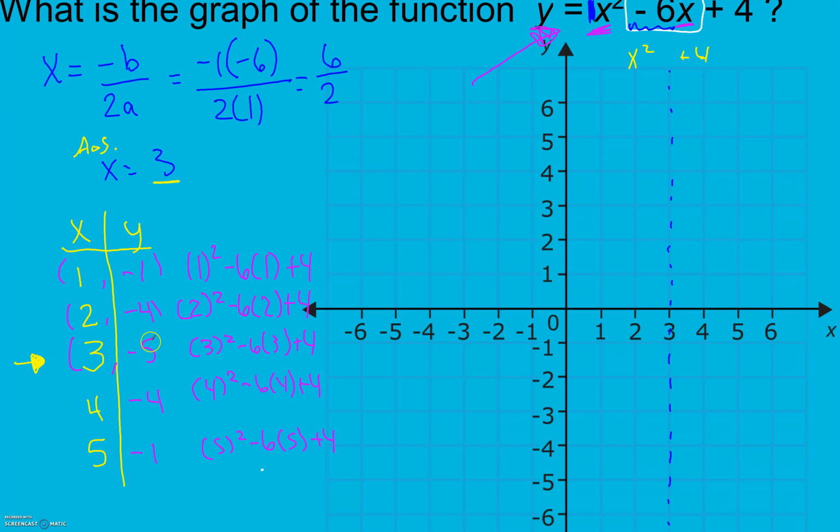So we're going to graph our ordered pairs, connect our dots, and we'll have our parabola. So at 1, -1, I have a point. At 2, -4, I have a point. At 3, -5, I have a point. At 4, -4, I have a point. And at 5, -1, I have a point. We can connect our dots. And we have our parabola.